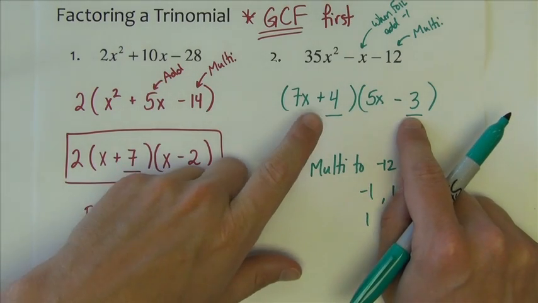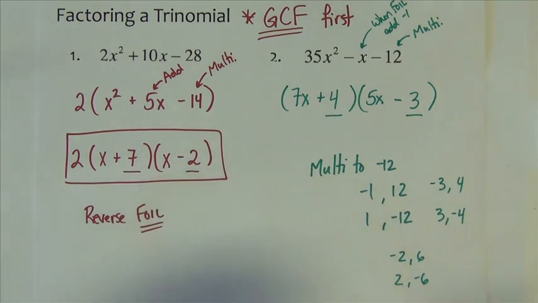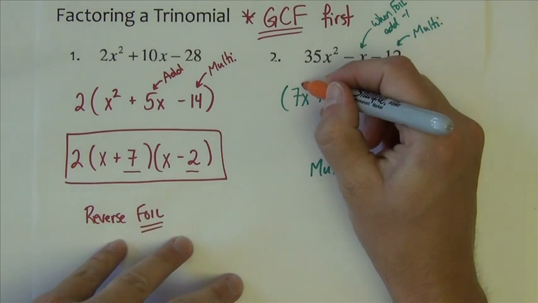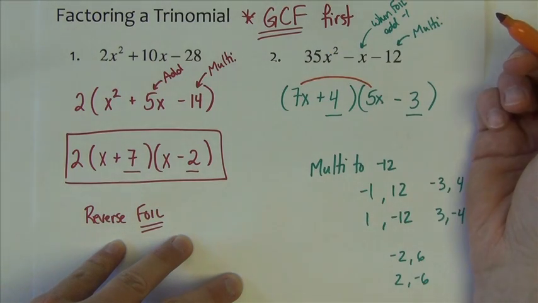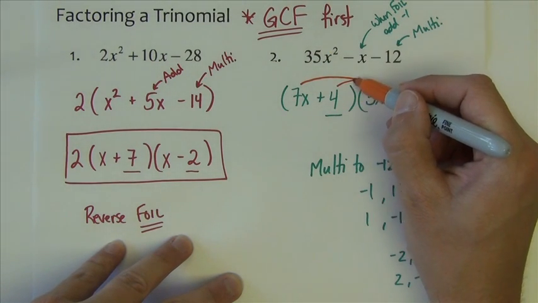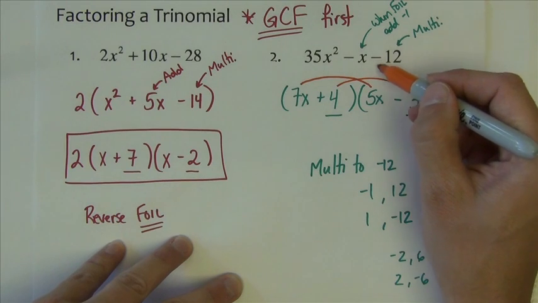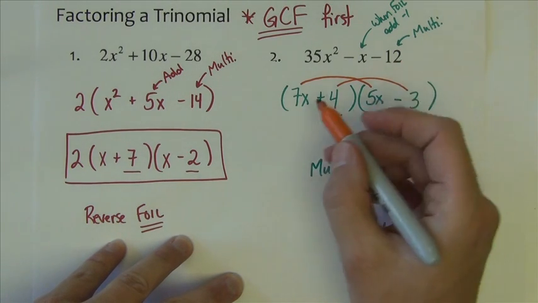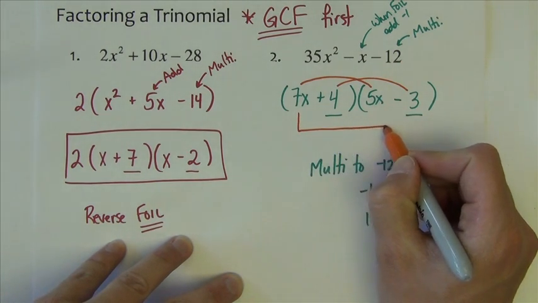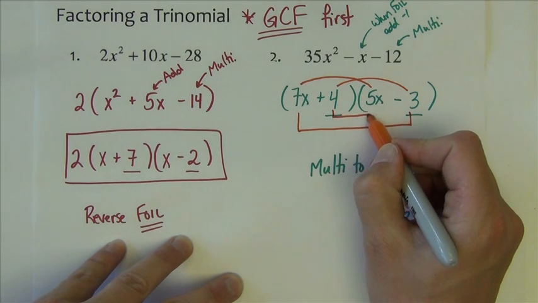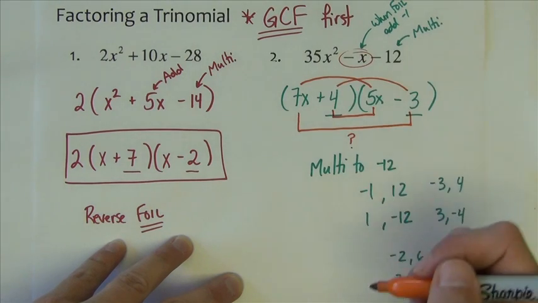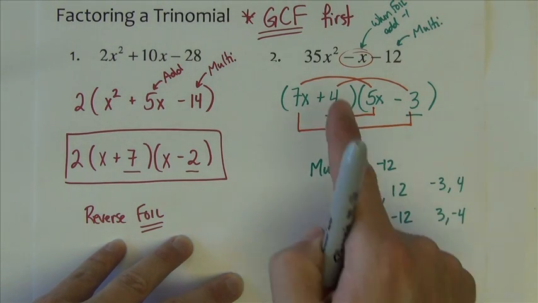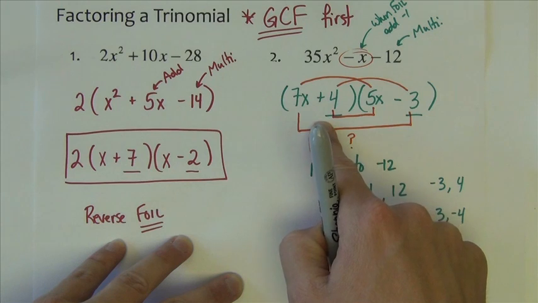If I were to FOIL, let's go through the FOIL steps here. Let's change color to identify them. This is the first step. We already know that's 35x squared. This is the last step. I already know that's negative 12. What I need to check is the outside and the inside and see, do they become negative 1? Because if they do, then these are the factors. So we check this.